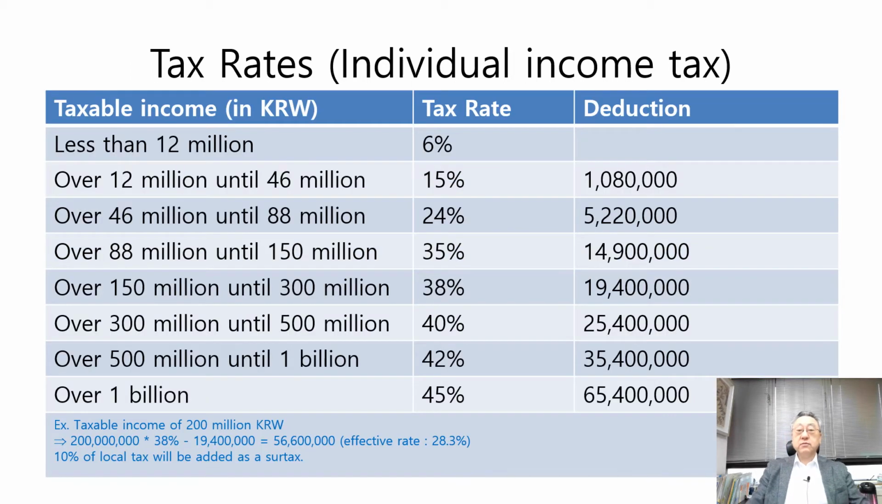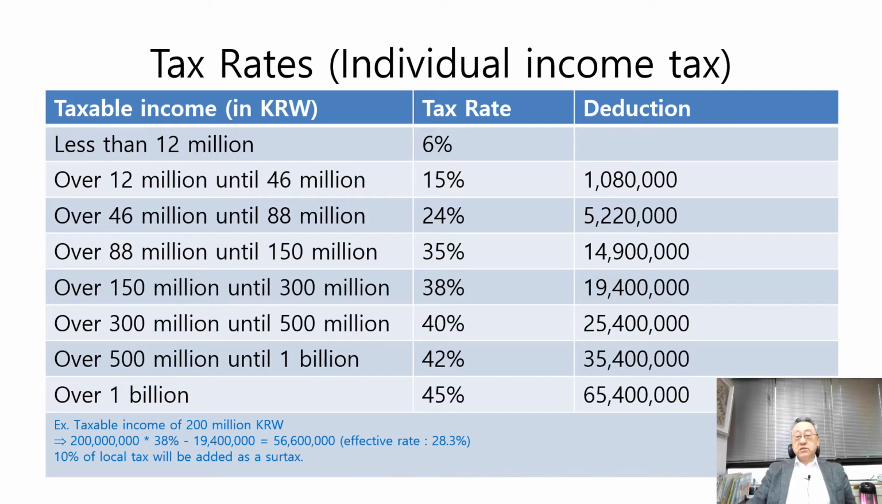And then in case of individual income tax, it's more complicated and more brackets, ranging from 6% to 45%. 1, 2, 3, 4, 5, 6, 7, 8. 8 different rates will be applied. When the taxable income is less than 12 million, then 6%. When the taxable income per year is over 1 billion, then 45%. Of course, in this case, 10% of local tax will be added as a surtax.